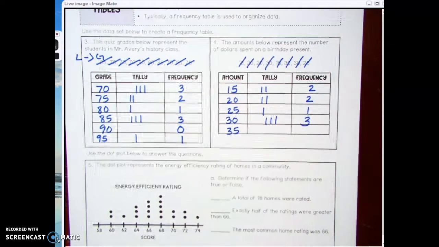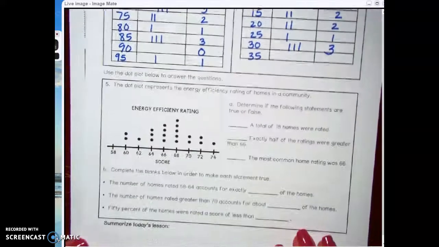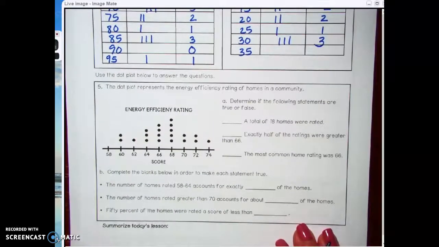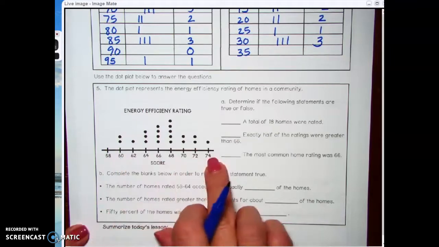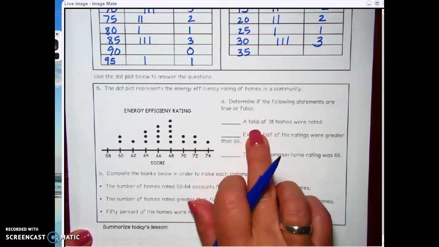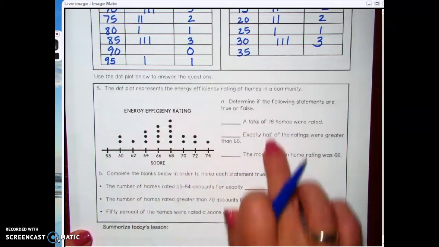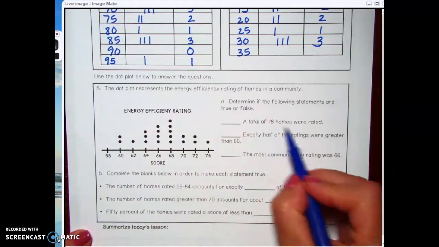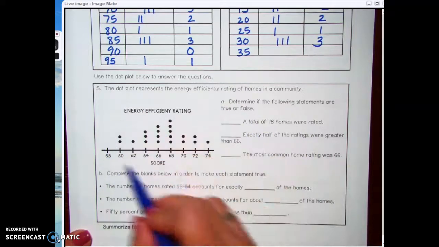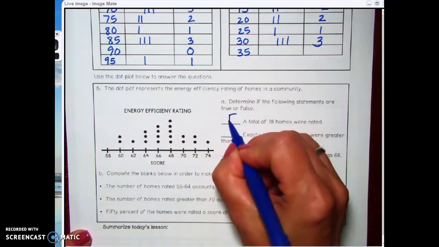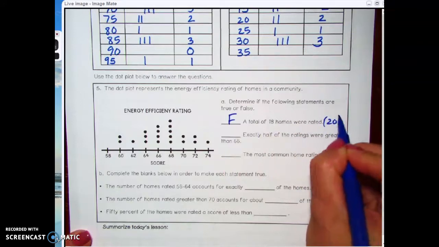Okay, so let's take a look here at this last one. This is a dot plot that represents energy efficiency, and here's our score. We have to look at the plot to answer all of these questions. A total of 18 homes were rated. How would I find that? By counting. That's false because there are 20.